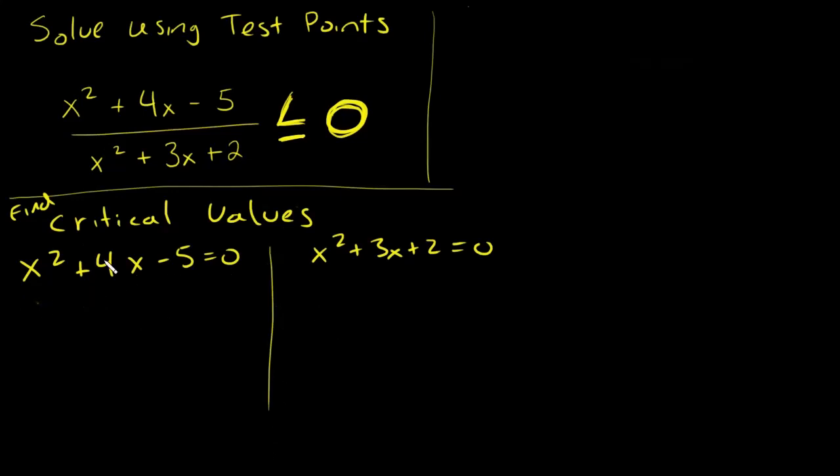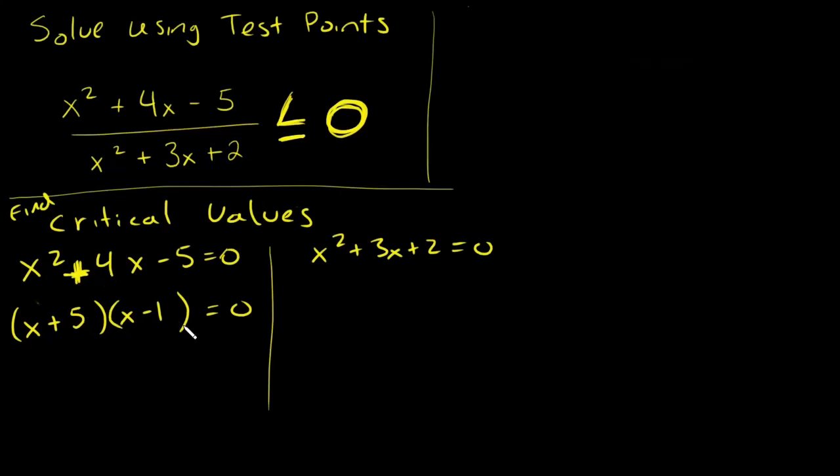So what we need to do is factor this to solve it. I'll have x and x, and then I need to think of two numbers that multiply together to give -5 and add together to give +4. That would be +5 and -1. When you add those numbers, you get +4, and when you multiply them, you get -5.